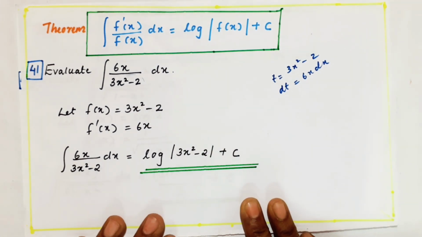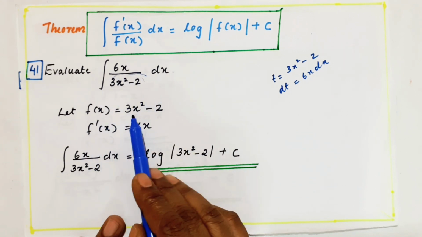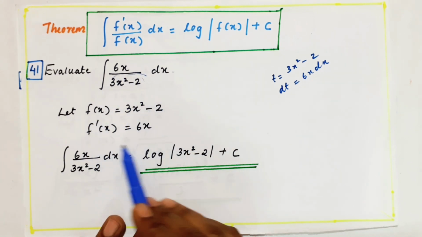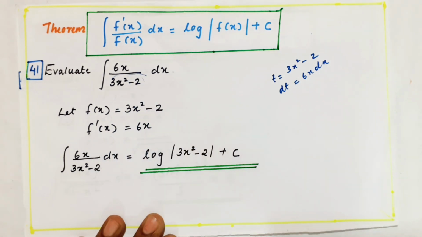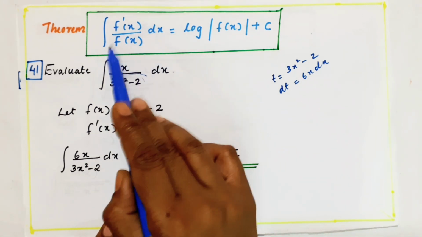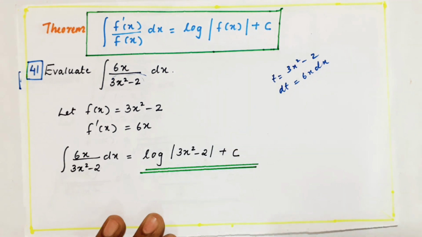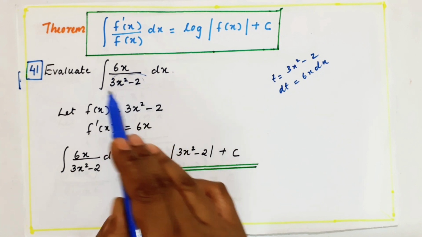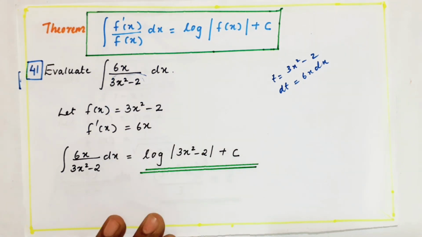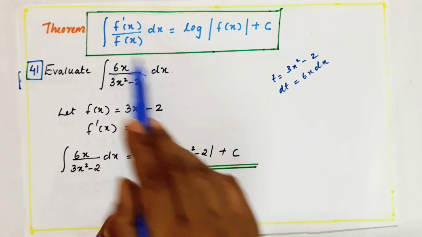So it means that if you take the denominator as the function, 3x square minus 2, its differential f dash x only is coming in the numerator. So in those cases, directly you can take the answer: integral of f dash x by f of x dx is log of f of x plus c. Direct answer, no need to do anything. You have to see like this: f of x is in the denominator, f dash x is coming in the numerator. Directly you write the answer log of f of x. So this is the shortcut.